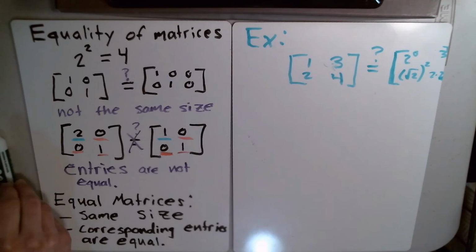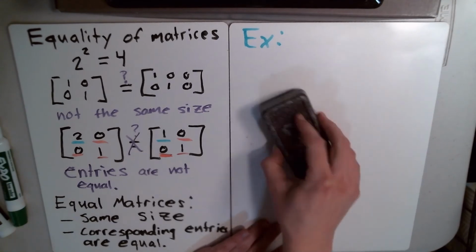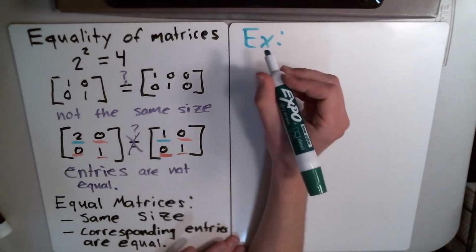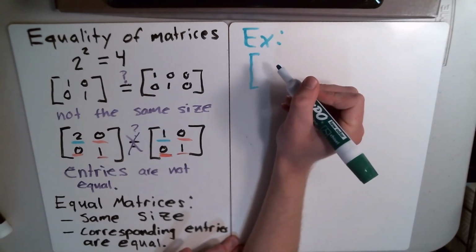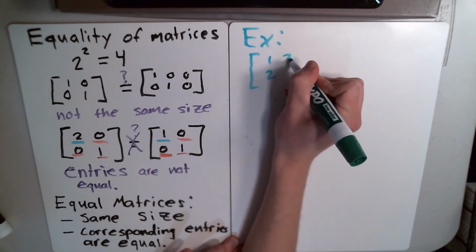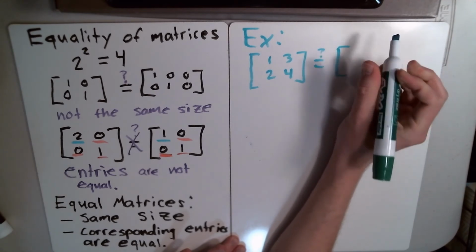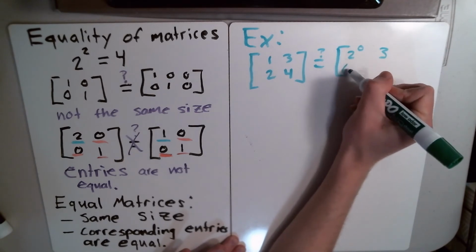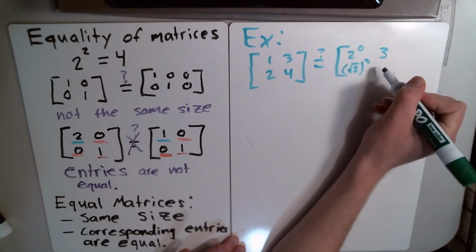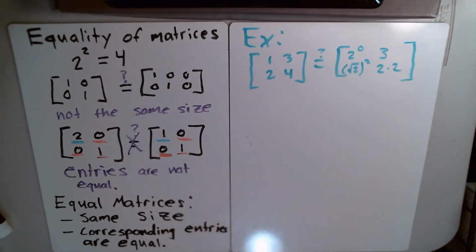Let's move this because this is going to get annoying. Sorry. Still running out of board space, even when I'm doing this over video. 1, 2, 3, 4. We're wondering, is that equal to 2 to the 0, 3, and then square root of 2 squared, and 2 times 2? So I'm wondering, are these two matrices equal to each other?